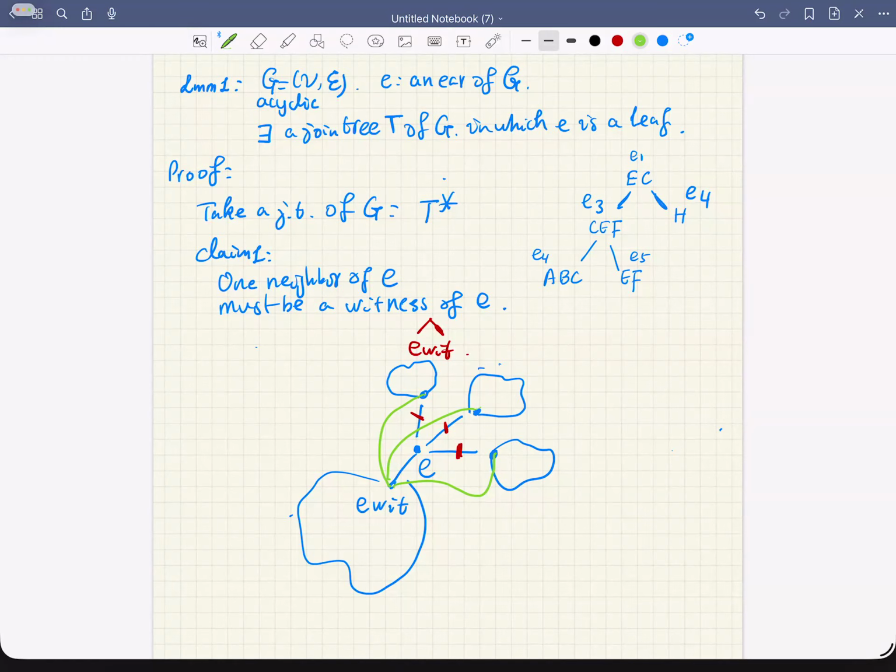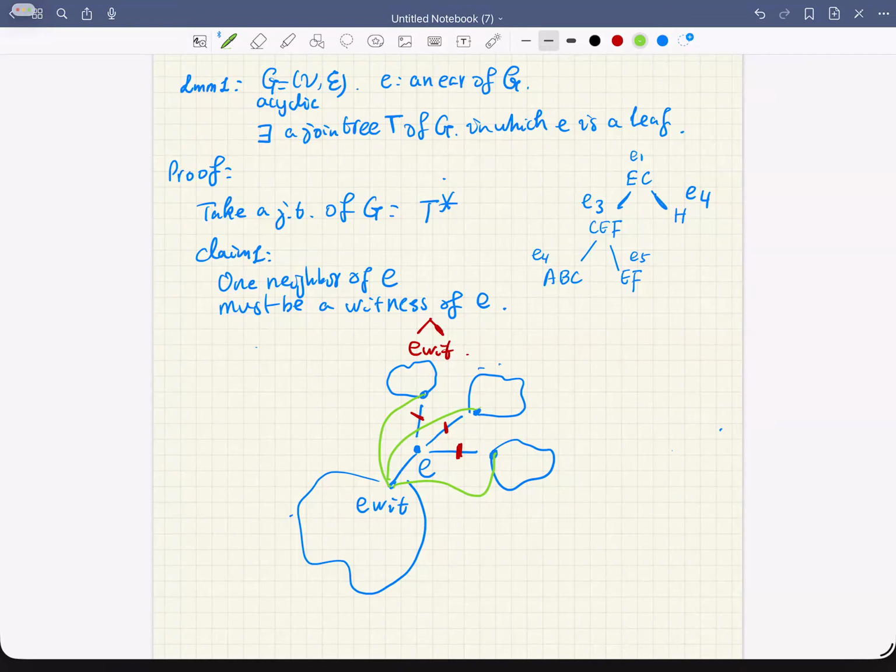Second, is Yi a leaf in this tree? Well, of course. I just look at how many edges this Yi still has. I removed all but one. So the only edge that has not been removed is the one between Yi and its witness, correct? Okay, good.